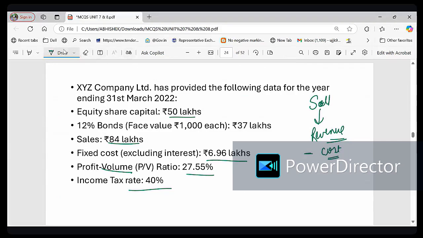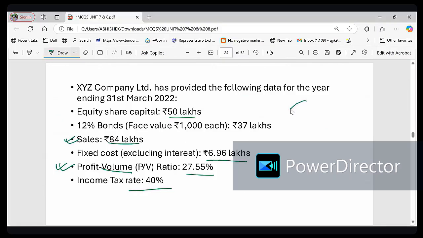So how to calculate the EBIT? Just now you remember the pie chart. I told you the pie chart is the most effective way to calculate EBIT. But before that, you must know contribution. How to calculate the contribution? To calculate the contribution, you will use this profit volume ratio as well as sales, right?